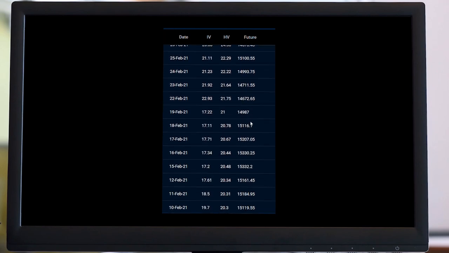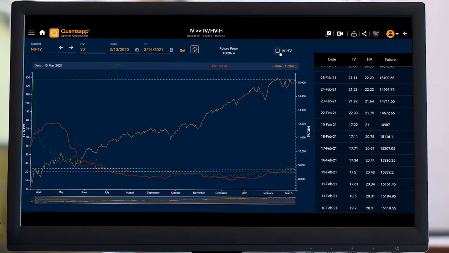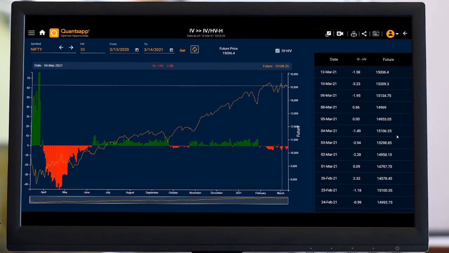So I can always come to IV/HV-H to have a look at the historical data of IVs and HVs to make a reference point for my desired script. If I click on IV minus HV, it is showing us the data which is IV minus the historic volatility, how much exactly the difference was.